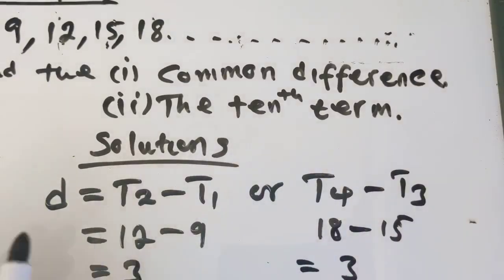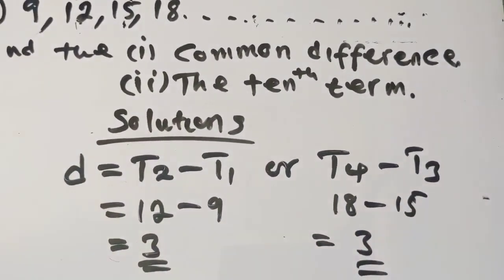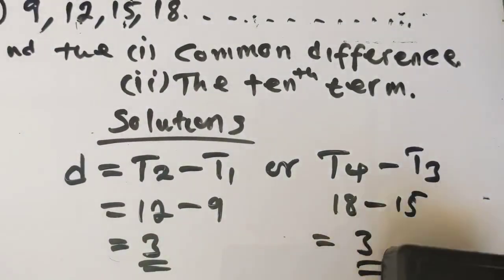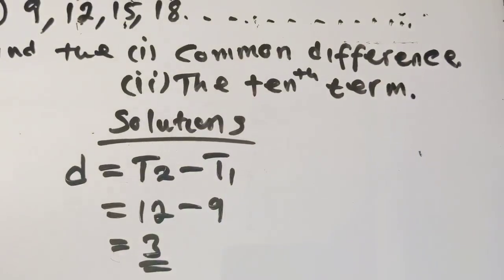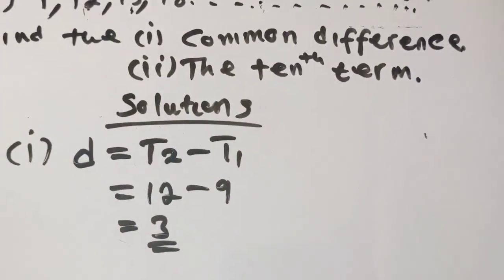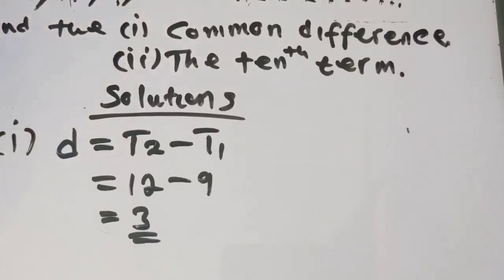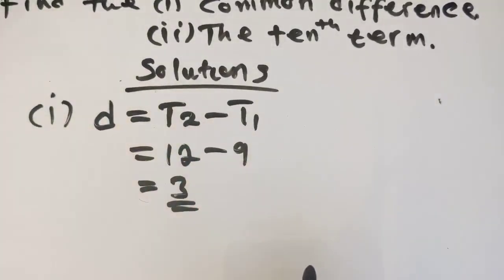So meaning that you can use either this formula or that formula or any other formula that you would like to use. Suppose you are given the number of terms. So that is how you find the common difference, our number 1, like that.